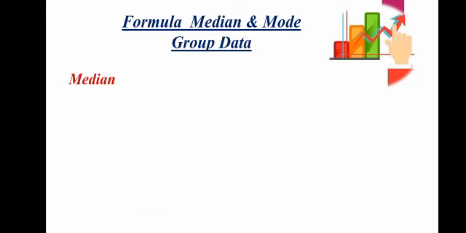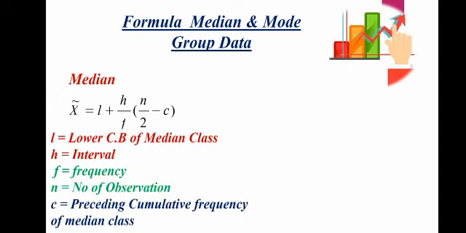So for group data, the formula of median is x̃, which represents the median, equals L plus H over F into N by 2 minus C, where L is the lower class boundary of the median class (C.B. stands for class boundary), H is the interval, actually the difference between the two classes, F is the frequency of the median class, and N is the number of observations. In group data, N is equal to the sum of the frequency. The sum of the frequency and the number of observations in group data are equal. And C is the preceding cumulative frequency of the median class.